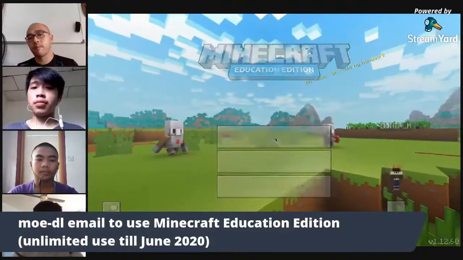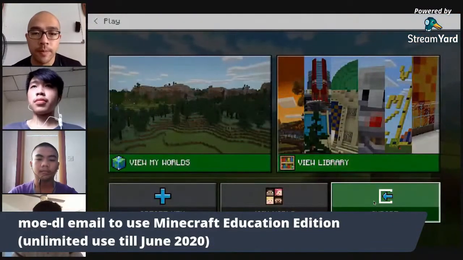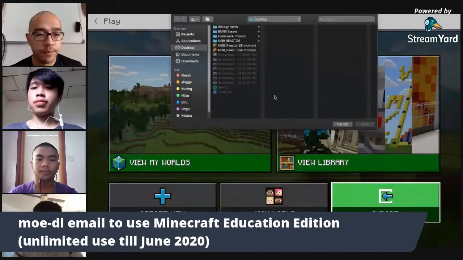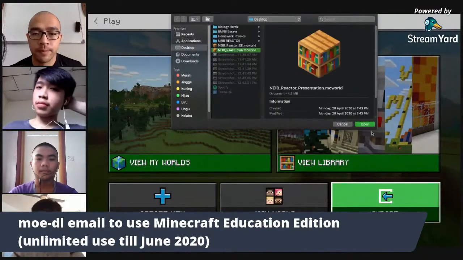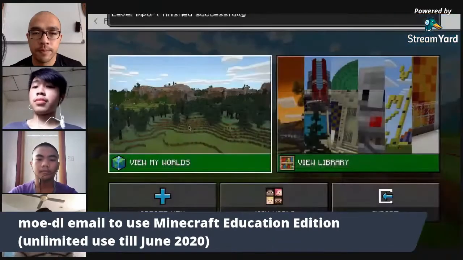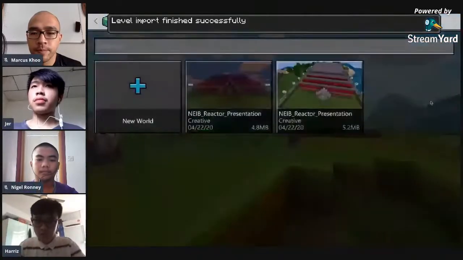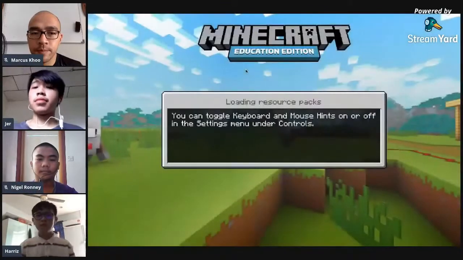After that, click play, click import, and just select the world that you just downloaded. You have successfully imported it. Now, you just need to access the world.